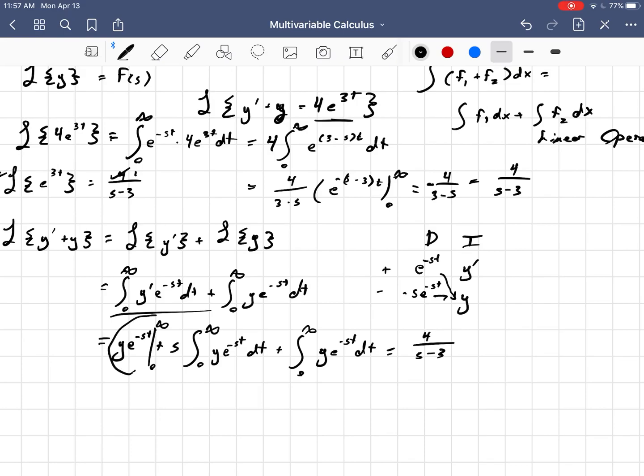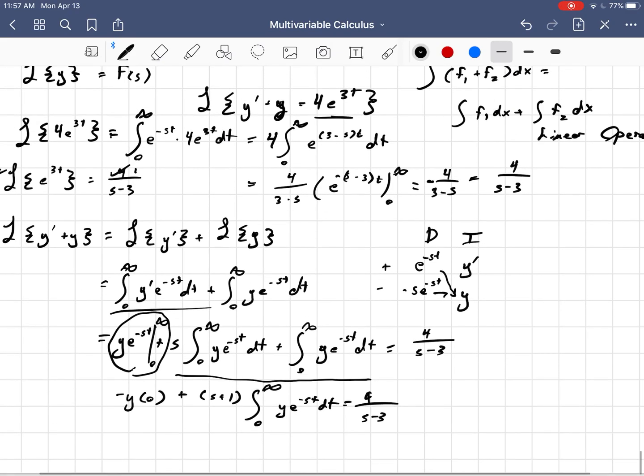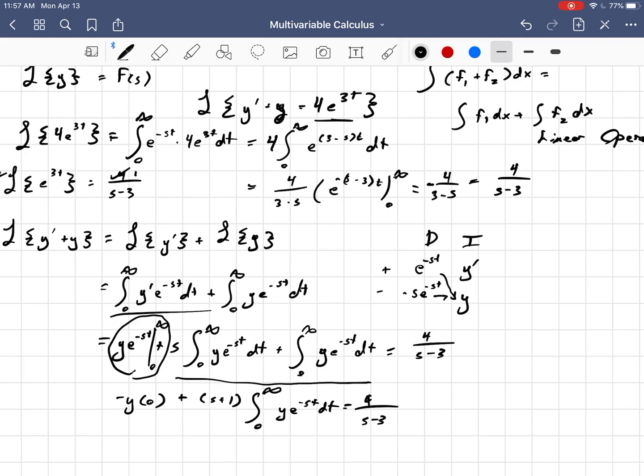And this is going to be equal to the Laplace transform of the right side, which is 4 over s minus 3. And I know I did it up here. This whole thing just evaluates to negative y of 0. And then I can make this plus s plus 1. That's what's so great about the Laplace transform, is that I can combine these two integrals. That was the whole point of defining it the way I did. So s plus 1 times the integral from 0 to infinity of y e to the negative st dt is 4 over s minus 3.